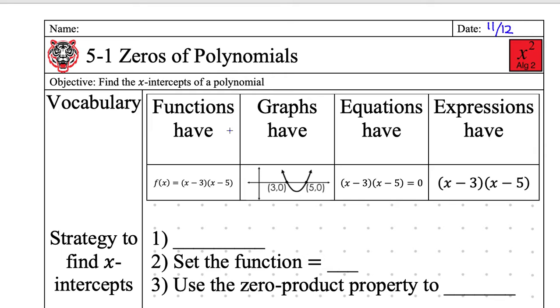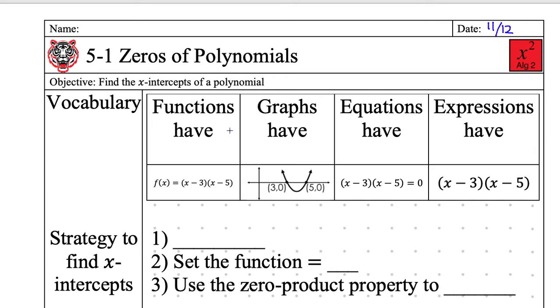Quiet raised hand, who can read our objective? Caroline. That's it, just the x-intercepts of the polynomial. Thank you, Caroline. You can, I don't know, try to pass it in. Nice throw.